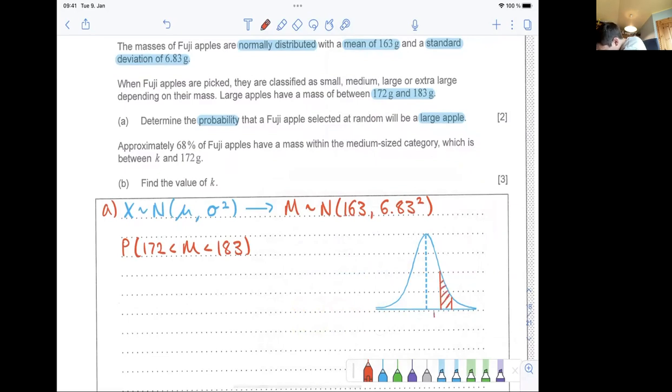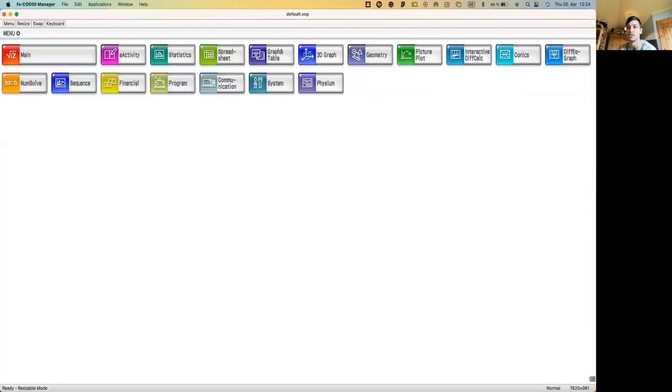Where this lower number would be 172 and this higher number would be 183, okay? And so once again, your calculator is going to do the majority of the heavy lifting here. I will show you how to do it on the FX-CG500 calculator, though if your calculator is different, I urge you to give it a little Google or YouTube search of how to do a normal distribution on your specific model of GDC, and there'll be plenty of tutorials up there.